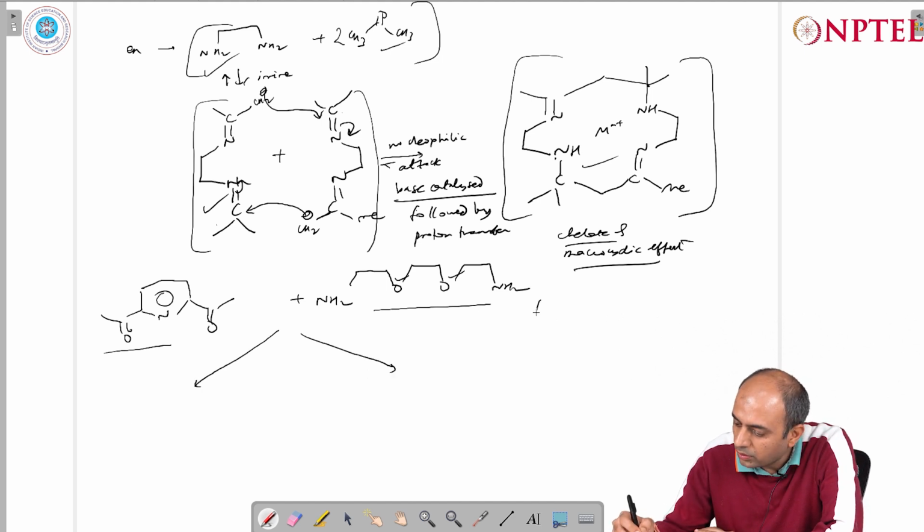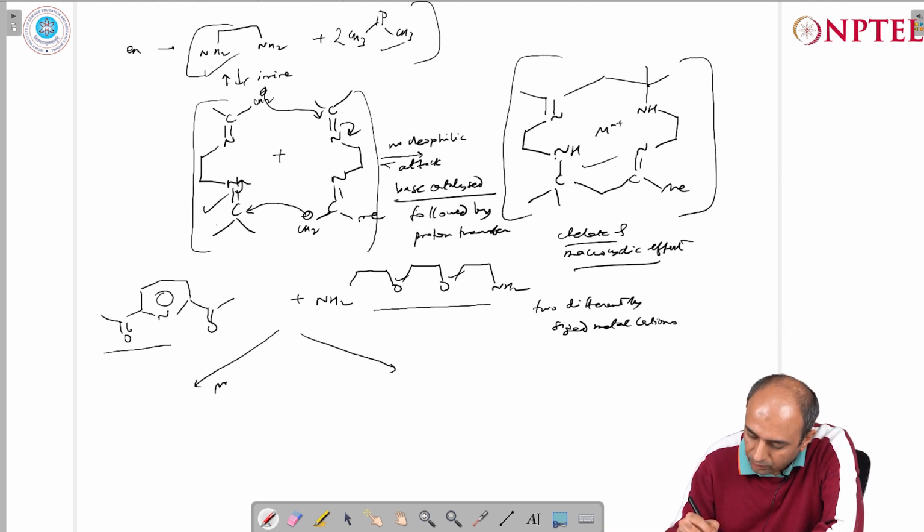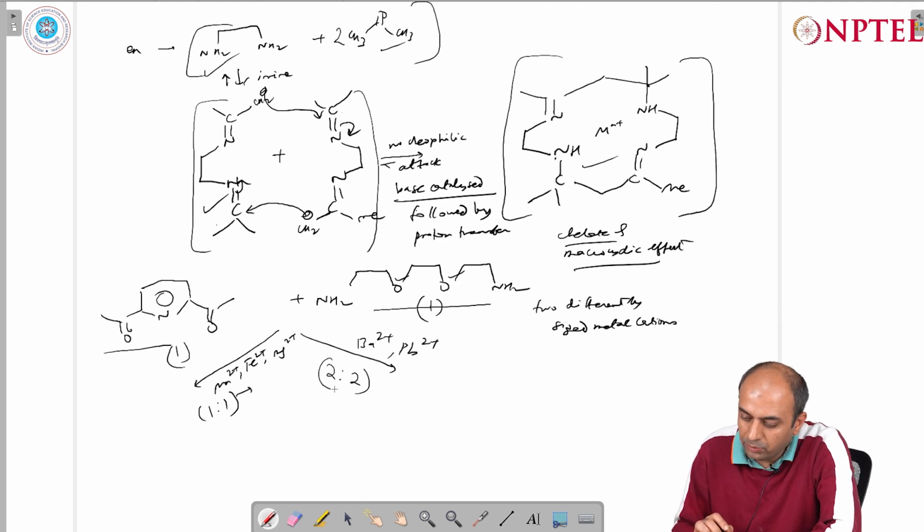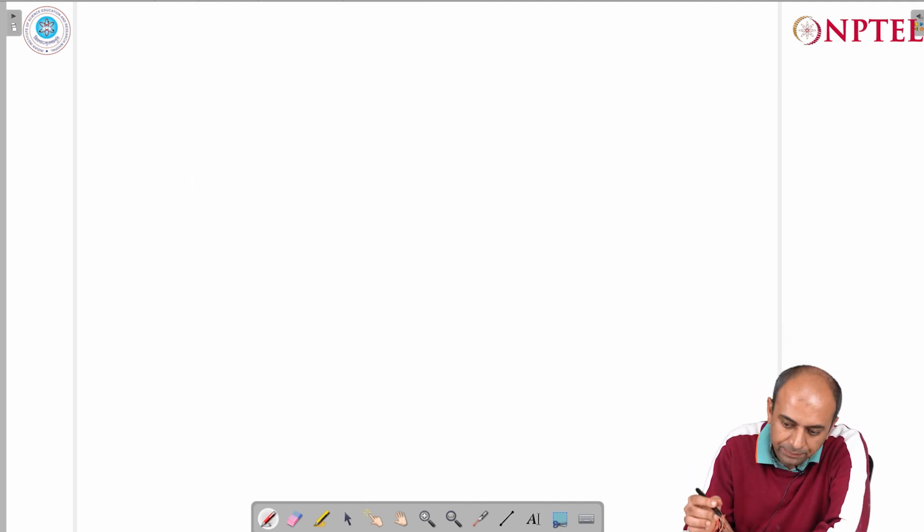We are going to take two differently sized metal cations. In one case, we are going to take manganese, iron 2+ or magnesium. In the other case, we are going to take barium 2+ or lead 2+. In the first case, we are going to take both the ligands in 1:1 stoichiometry, that means one part of this and one part of this. In the second one, we are going to take them in 2:2 stoichiometry. And it will be interesting to see what is the final product obtained.